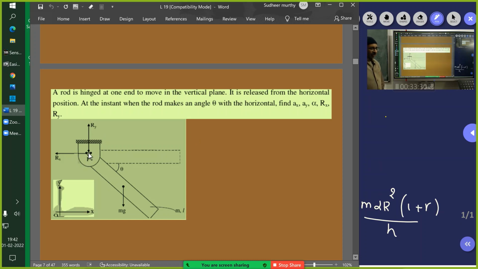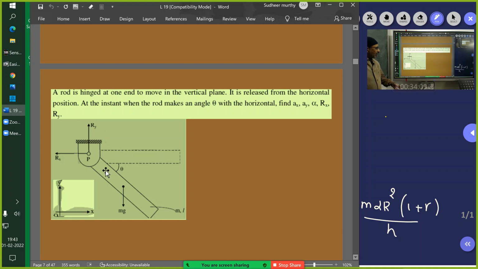From this framework, because now you already know the accelerations in AX and AY, you have calculated them. Now you know RX is given, meaning they have told. Sorry, RY, you have to find out RX and RY. So RY is up, MG is down, and you know AX and AY, which you have just found out.